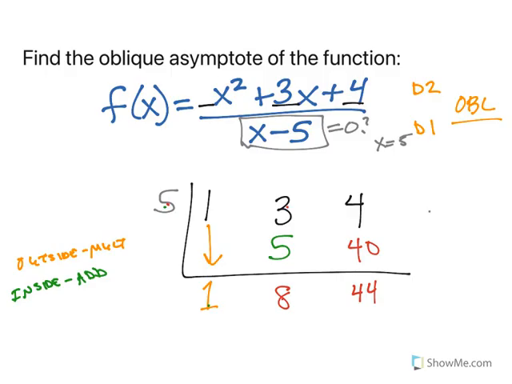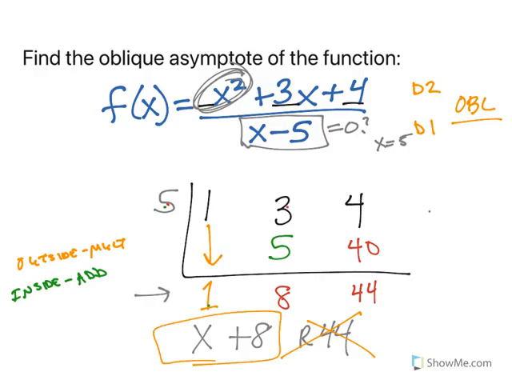Now, because we started with an x squared and we divided by x, that means our answer will drop down by 1. So the x squared becomes 1x. Then we have our constant. And last we have our remainder. So x plus 8, remainder 44. Well, as you know, we don't care about the remainder. We only care about the quotient. So our oblique asymptote for this case is y equals x plus 8. So you can either use long division or synthetic division. It'll work the same way.